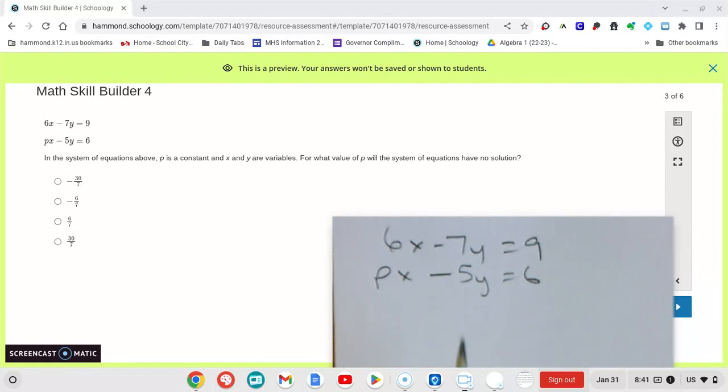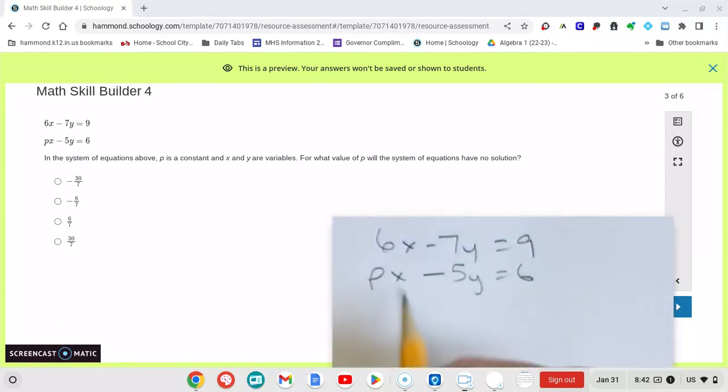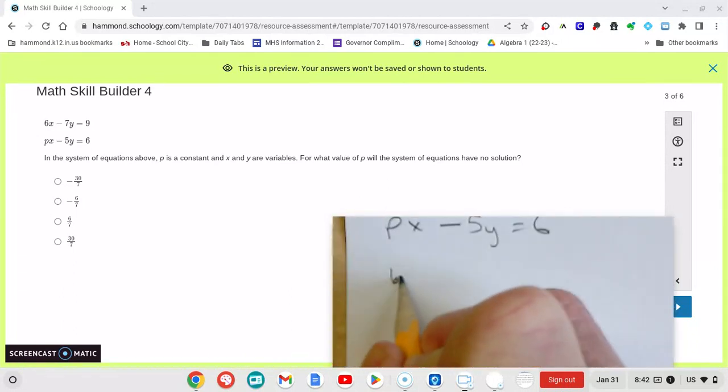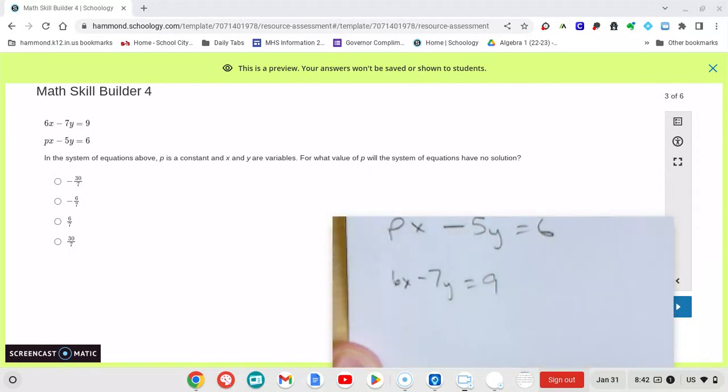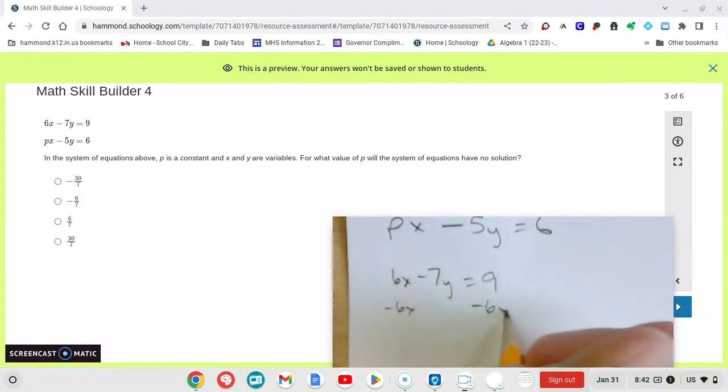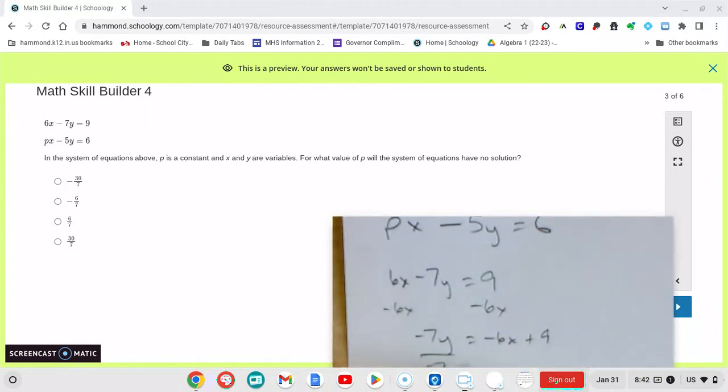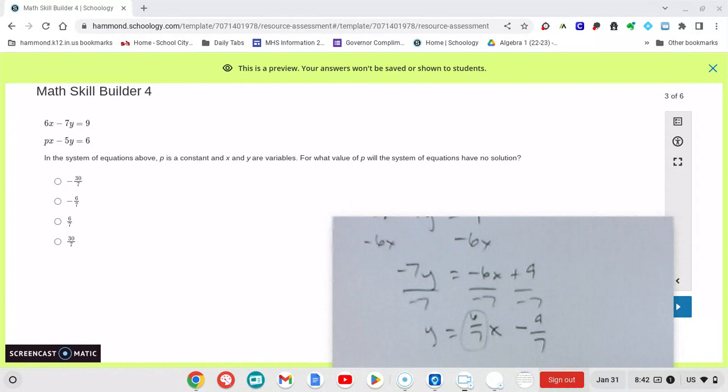So when are the slopes of these two lines equal? Because parallel lines have the same slope. So let's go ahead and take our first equation and solve for y. When we put it in slope-intercept form, we'll know what the slope is. All right, so the slope of our first equation is 6 over 7.